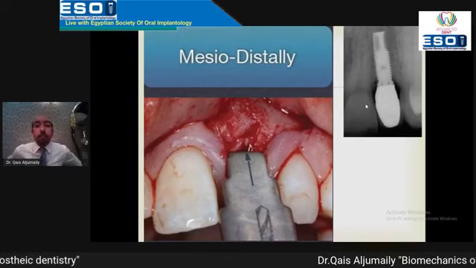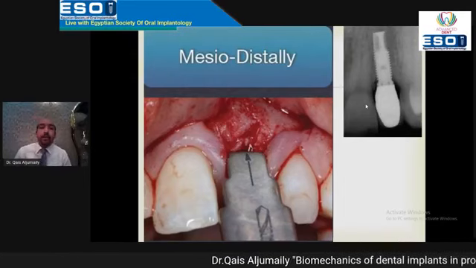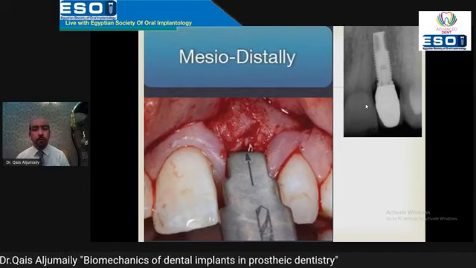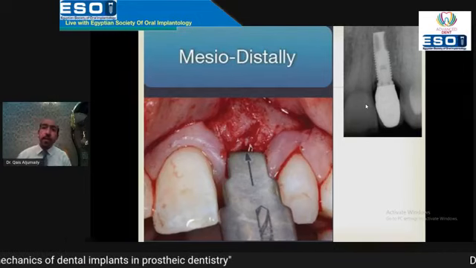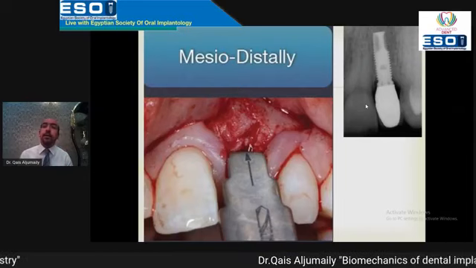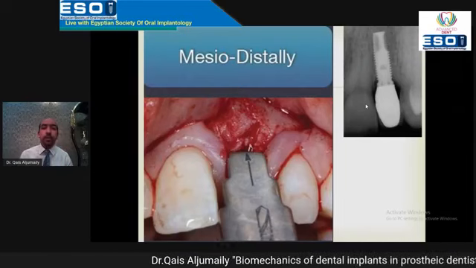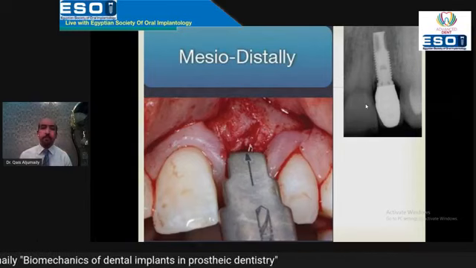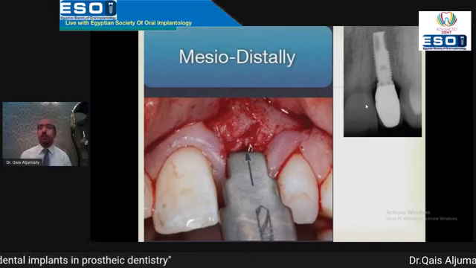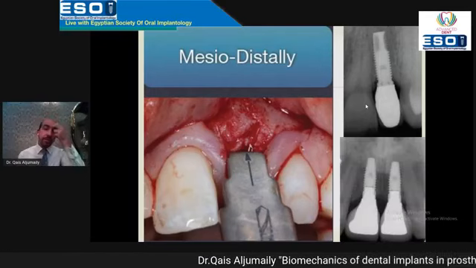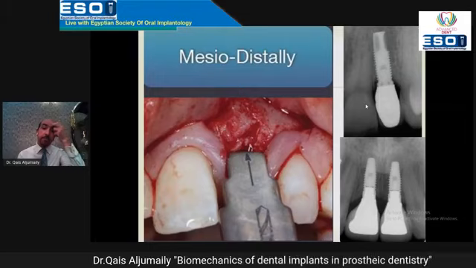Here you see some photos about the mesiodistal angulation and mesiodistal positioning of my fixtures. As you know, the distance between the implant and the adjacent natural root must be minimally 1.5 millimeters. More is better; this is the minimum. And the distance between two implants must be minimally 3 millimeters.